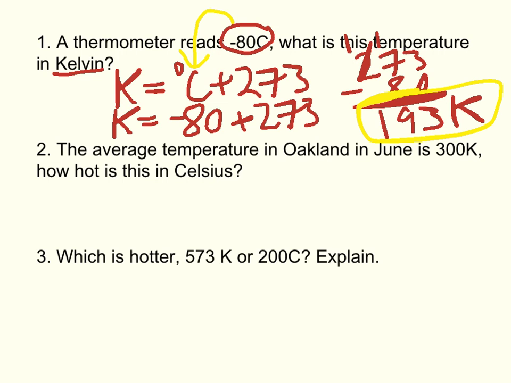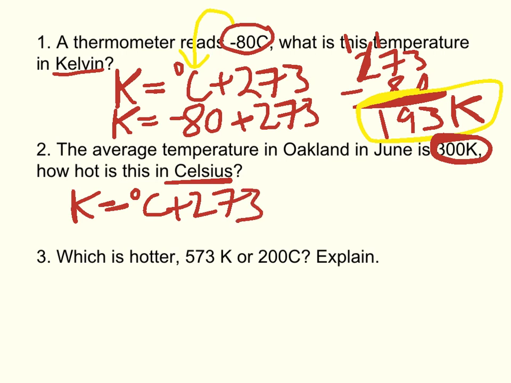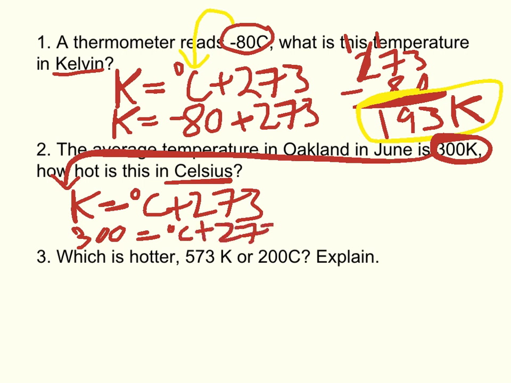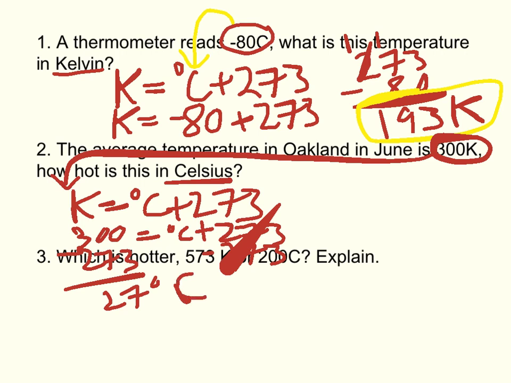So just to go over these really quickly, for number 2, our given is 300 Kelvin. We want to convert this to Celsius. So K equals degrees Celsius plus 273. I plug the K in over here. So I have 300 equals degrees Celsius plus 273. I subtract 273 from both sides. So this comes out to 0. This comes out to 27 degrees Celsius. So the correct answer for number 2 is 27.